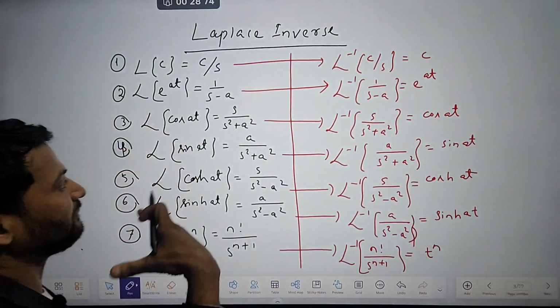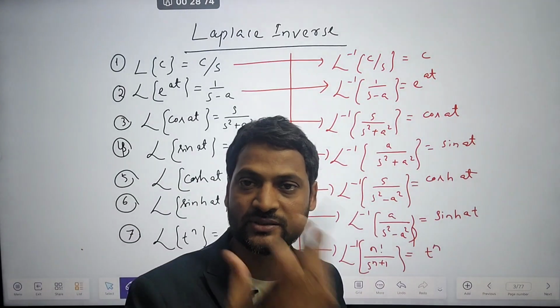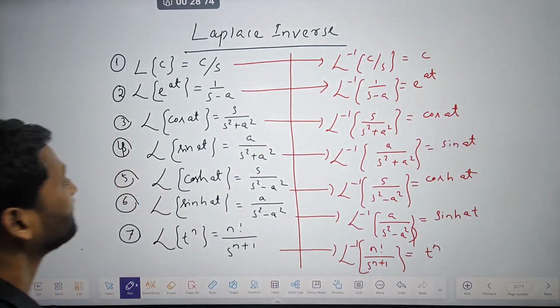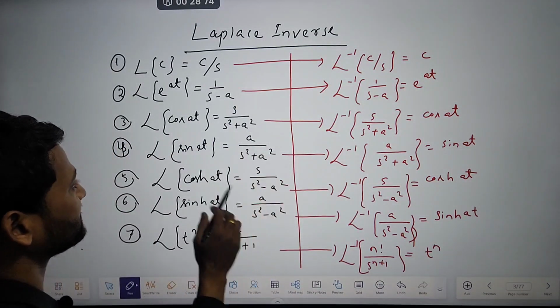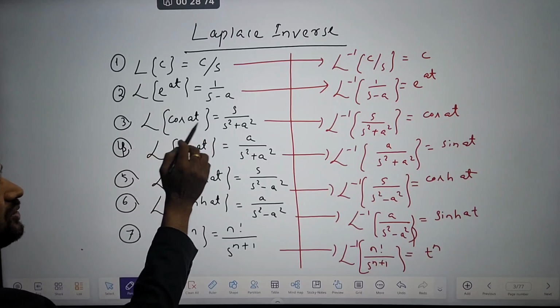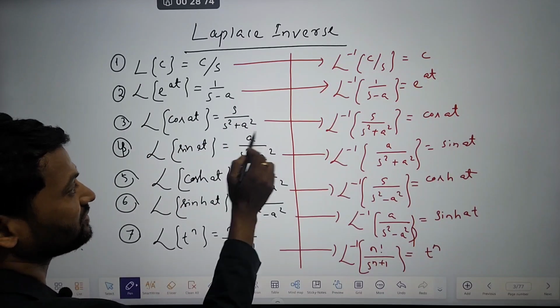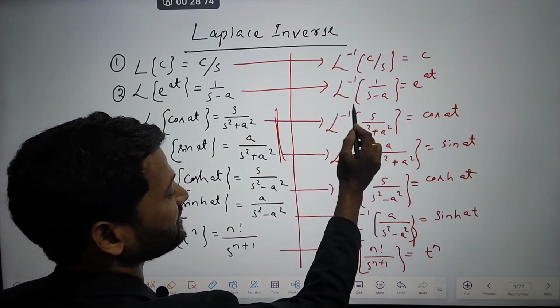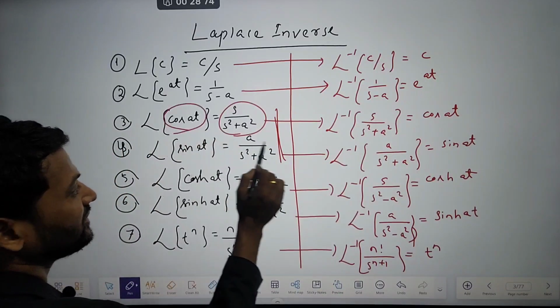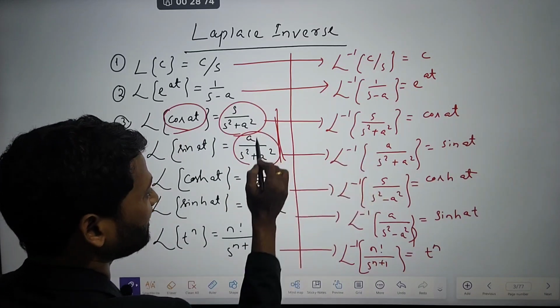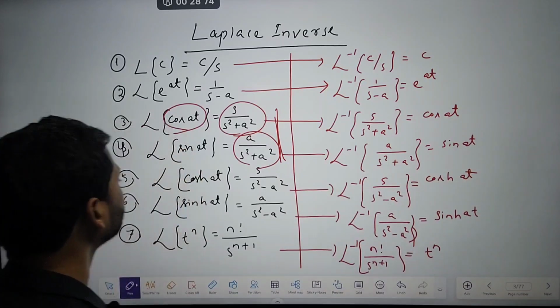So if you know the Laplace transformation of a function, then you can easily find the inverse Laplace of that function. Laplace of sin at is a by s square plus a square, and Laplace of cos at is s by s square plus a square. Similarly, Laplace inverse of s by s square plus a square is cos at. Laplace inverse of a by s square plus a square is sin at.